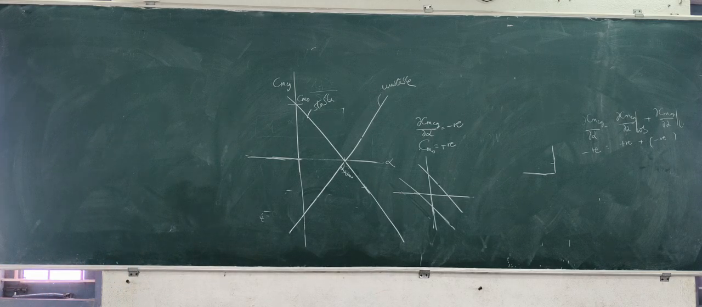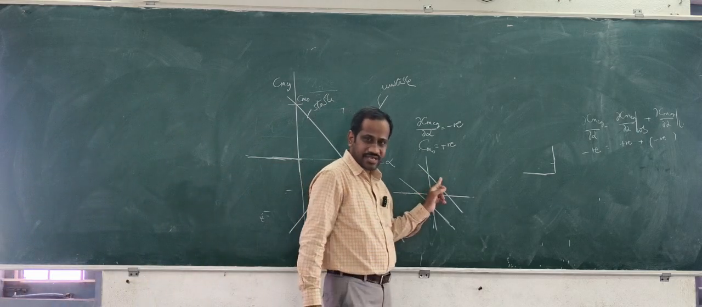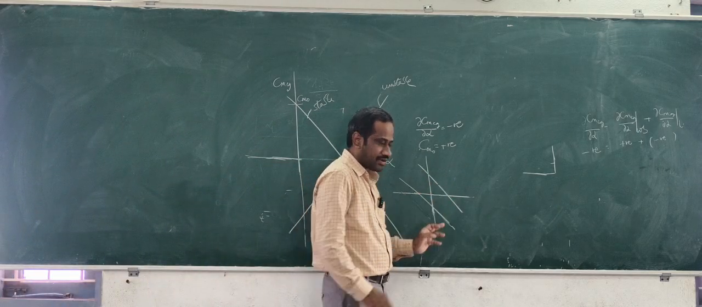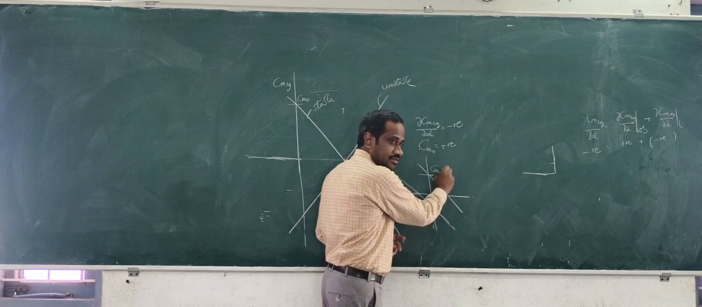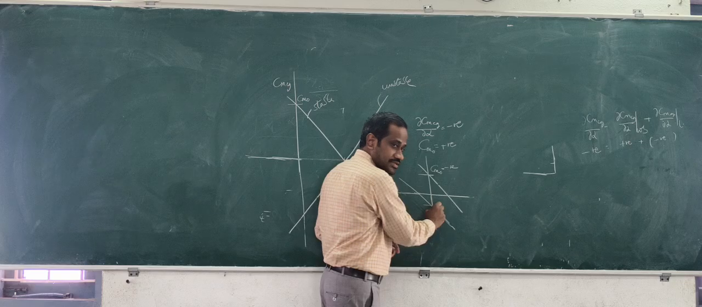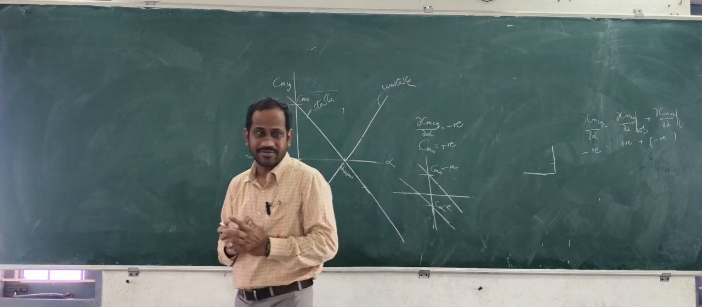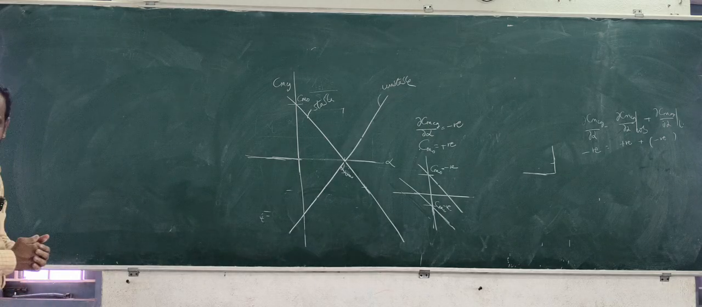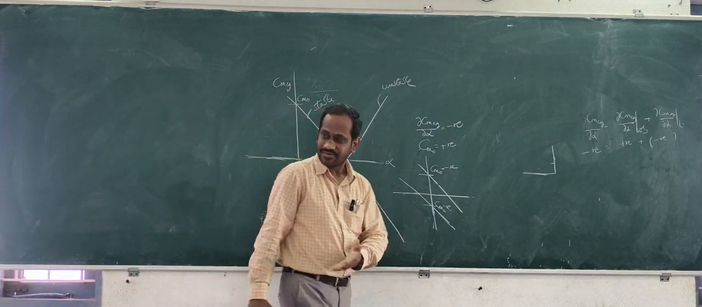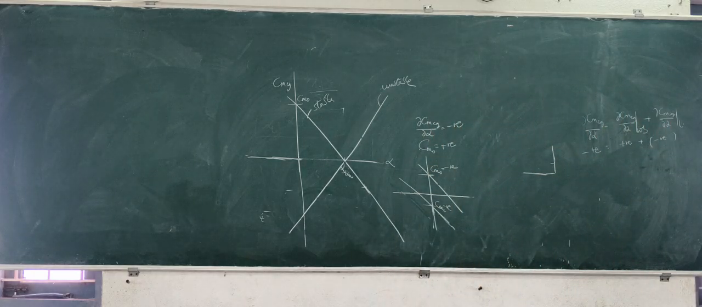But if I make the diagram like this, what is the difference between these two? Slope is negative, stable. The only thing is Cm naught. Here it is positive, here Cm naught is negative. That's all. Cm naught negative means what? Cm naught is negative, but the slope is negative. Still the slope is negative. Stable or unstable?